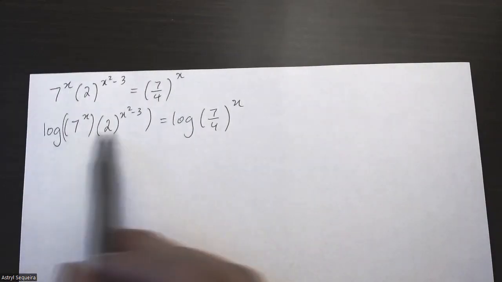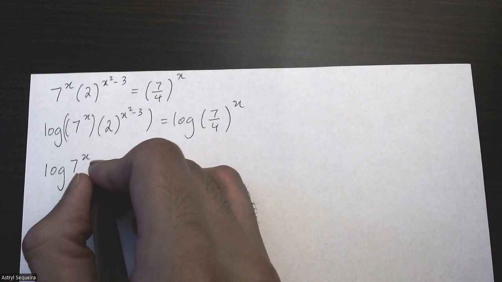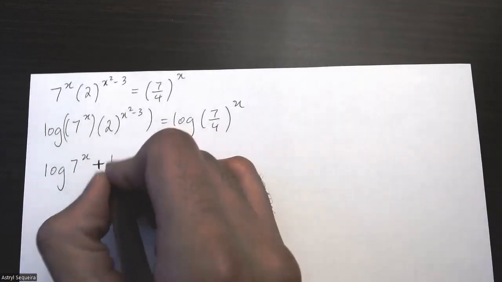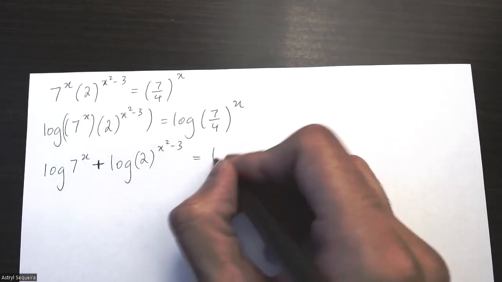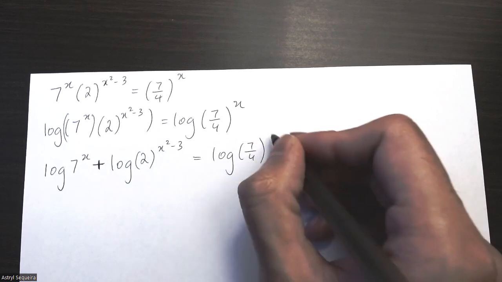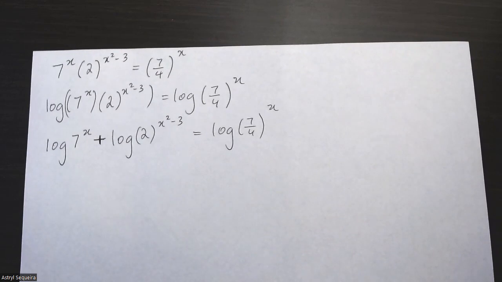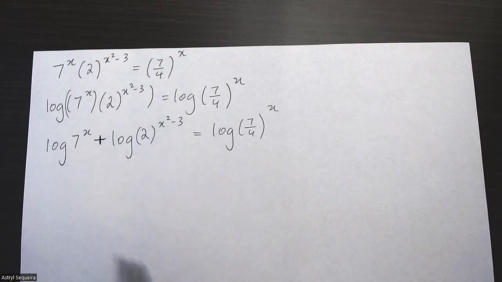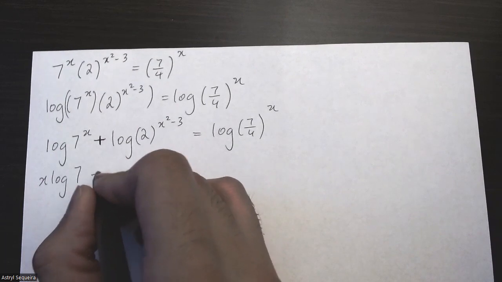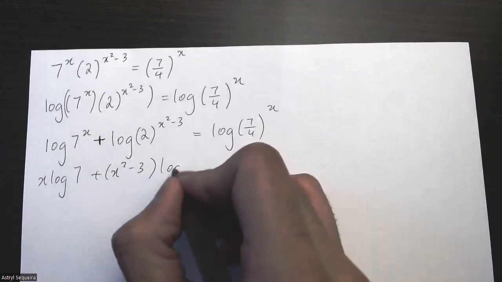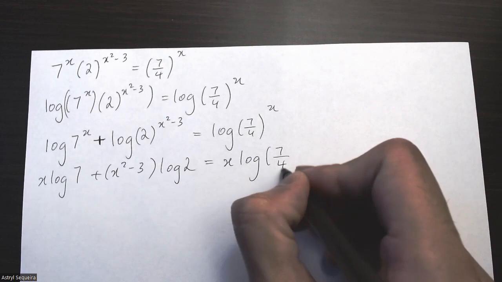Now I can use my rules of logs to split these into two different expressions. So log 7^x, not two different equations, but two different expressions, log 2^(x²-3). This one stays the same. Now that I've split these up, I can bring all my exponents down using my rules of logs. So x log 7 plus (x²-3) log 2 equals x log 7/4.